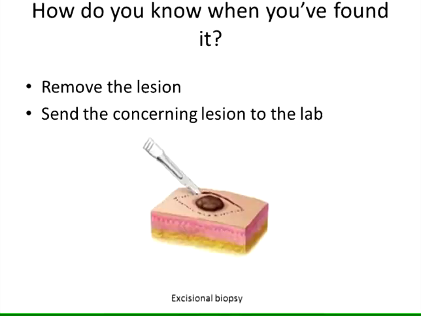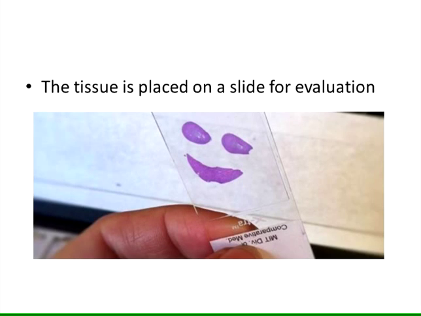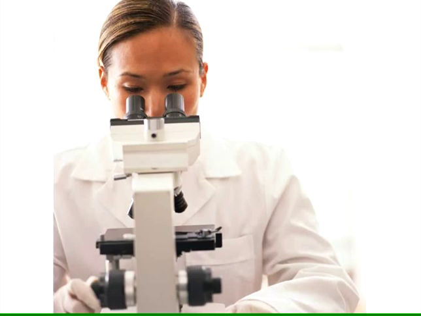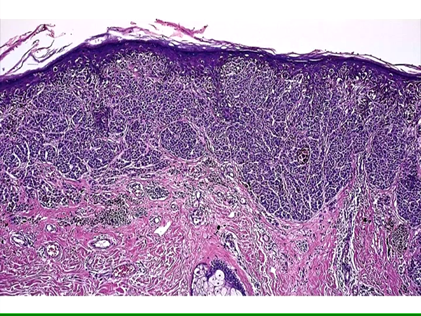So once we find a lesion that we're concerned with, how do you make the final diagnosis of melanoma? Well, first you remove the lesion, or a clinician removes it, by a variety of methods. None are necessarily better than the other, as long as an appropriate portion of the lesion is removed, and then it's sent to the laboratory for evaluation. That tissue is placed onto a slide, and the slide is viewed by a pathologist under the microscope.